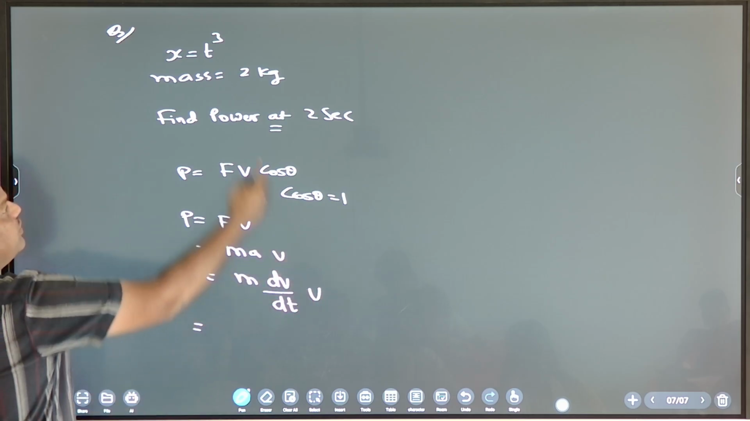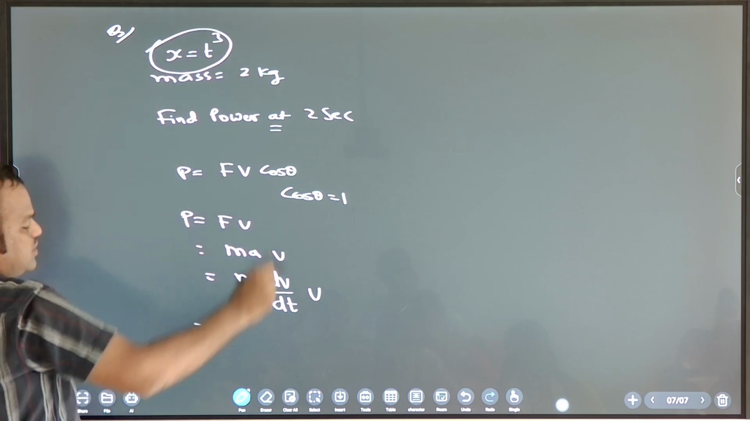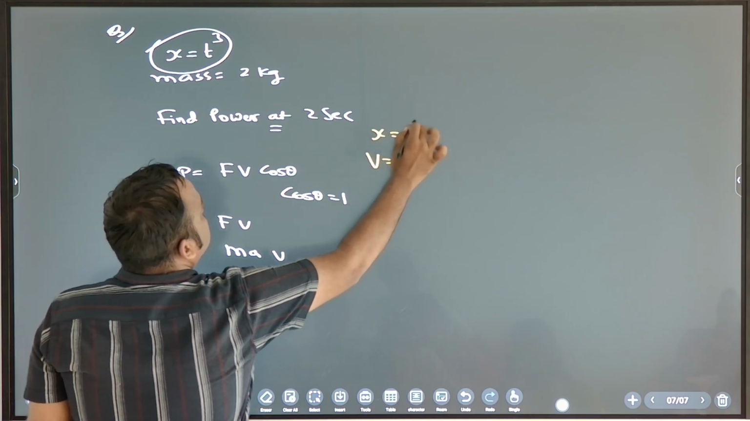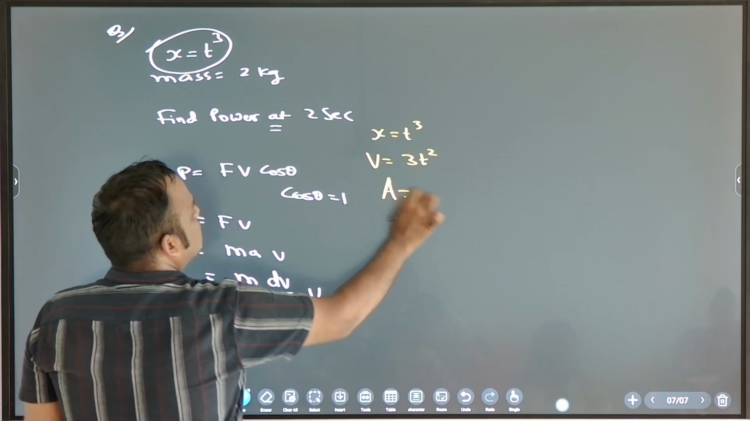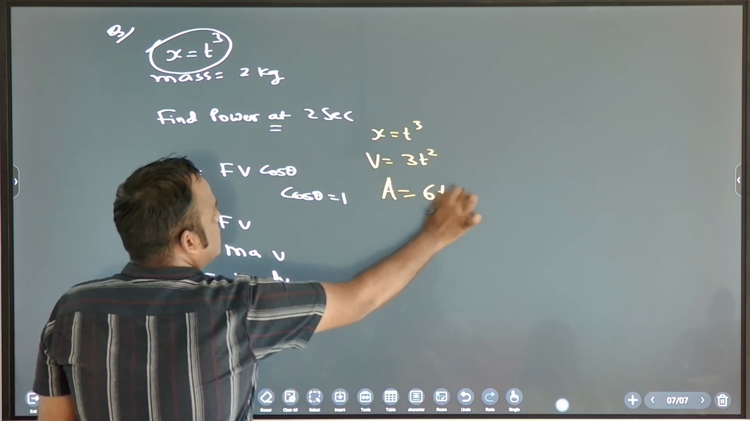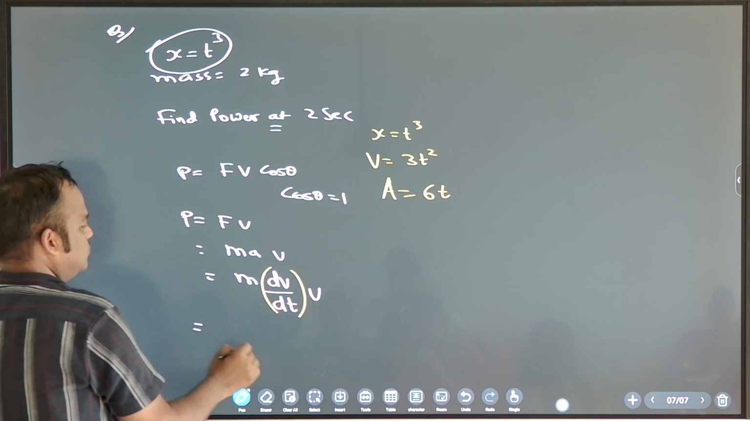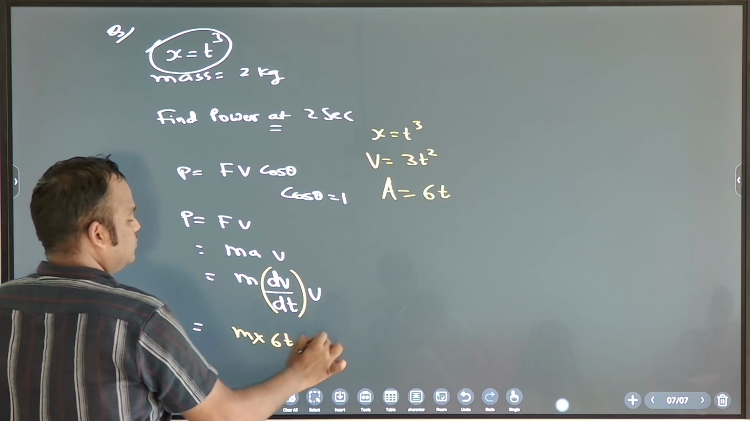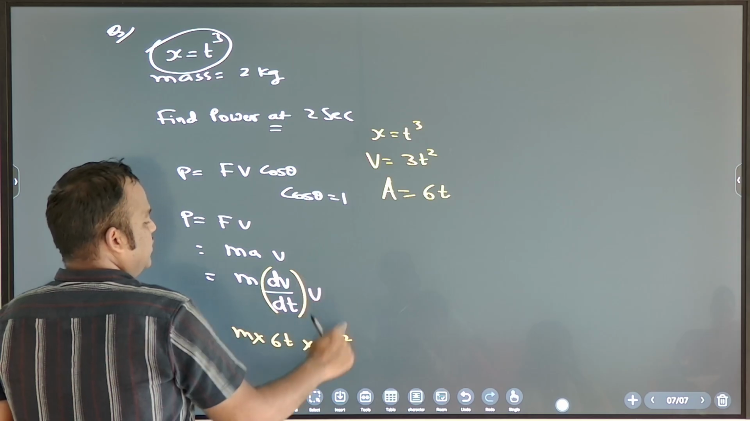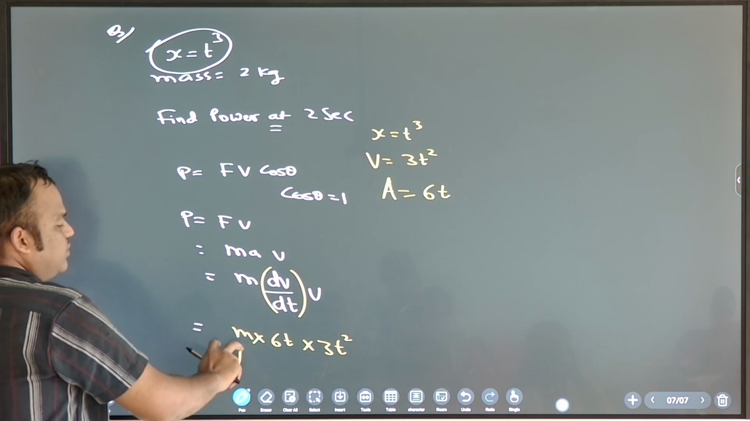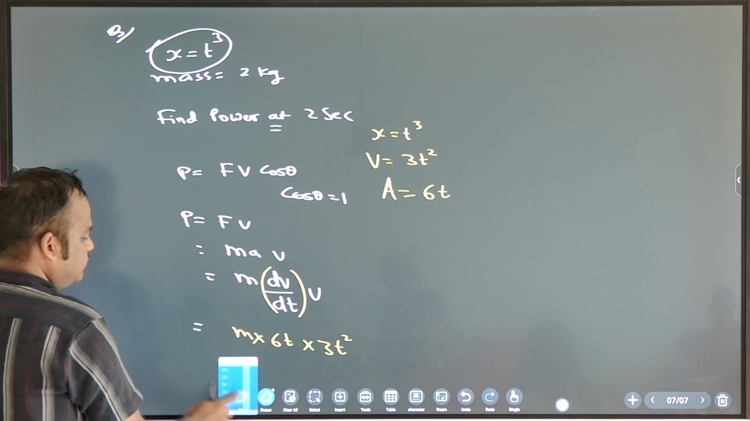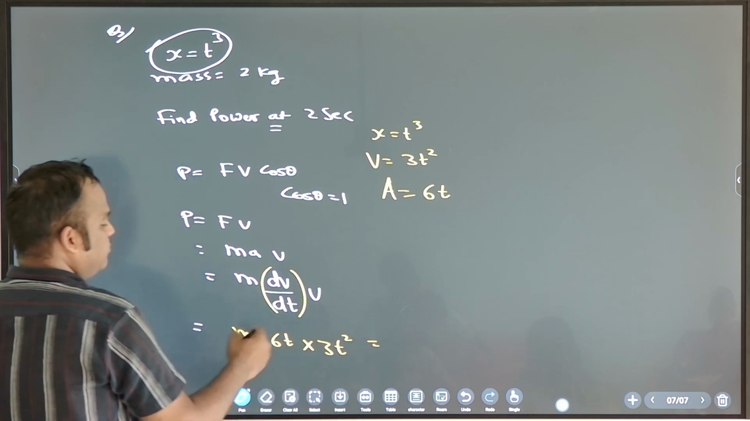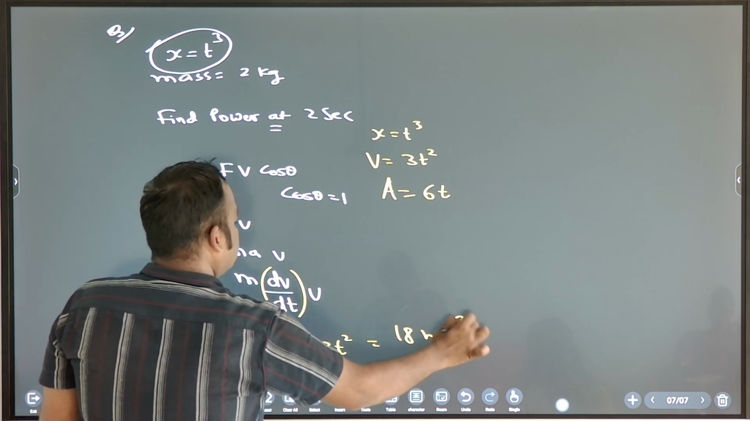Now calculate v. x is given t cube. So what is v? 3t square. So v is equal to 3t square. Now calculate acceleration. What is the acceleration? 6t. So put it here. This is acceleration. So m into 6t into v. v is 3t square. So what is the instantaneous power? 18 m t cube.